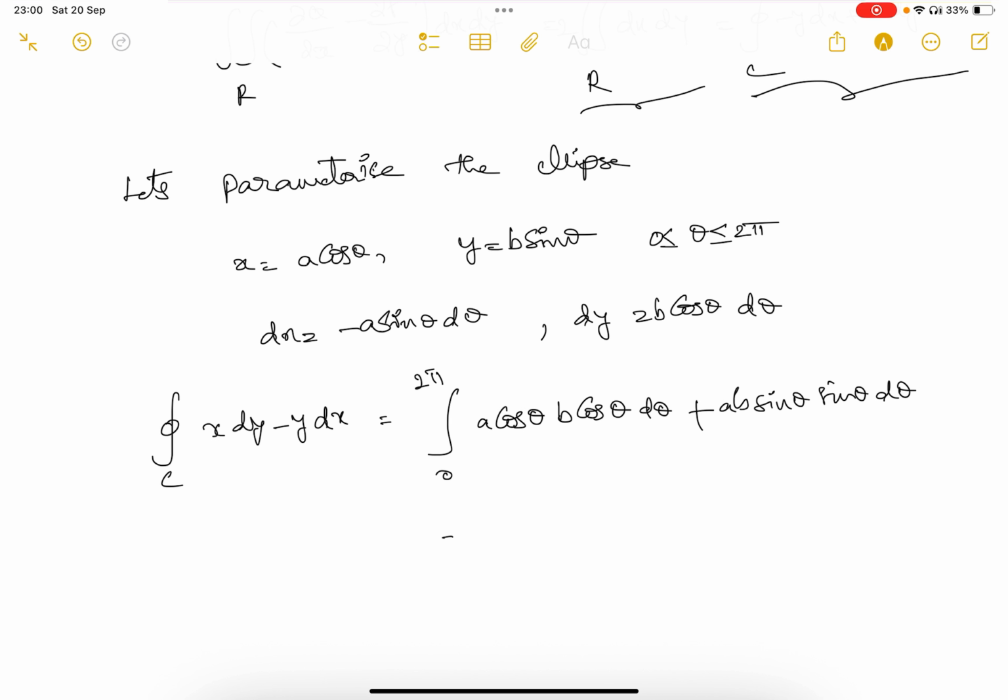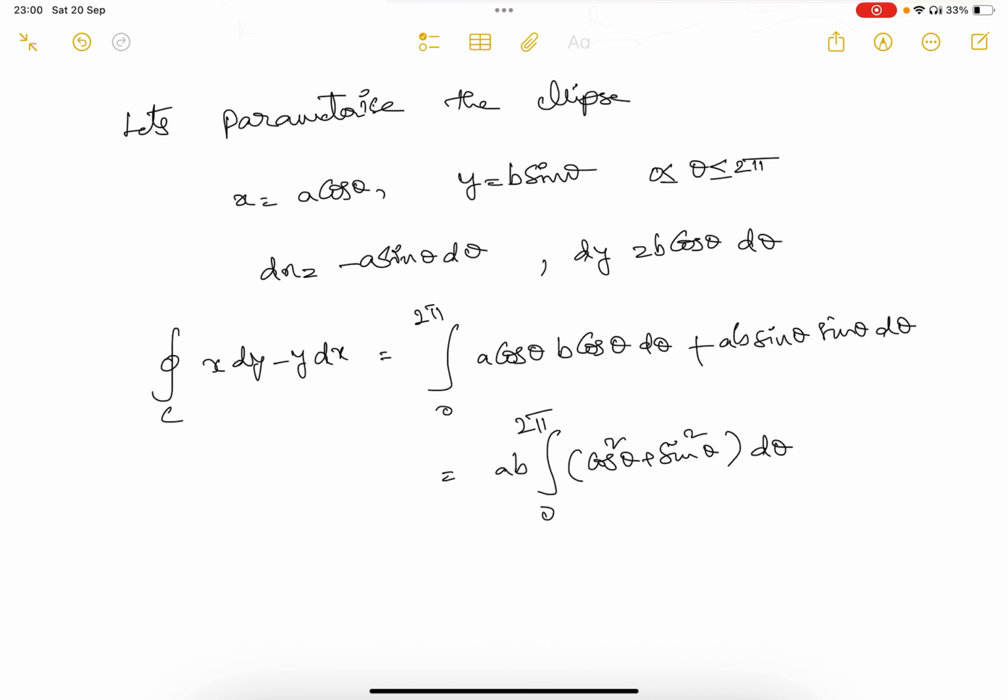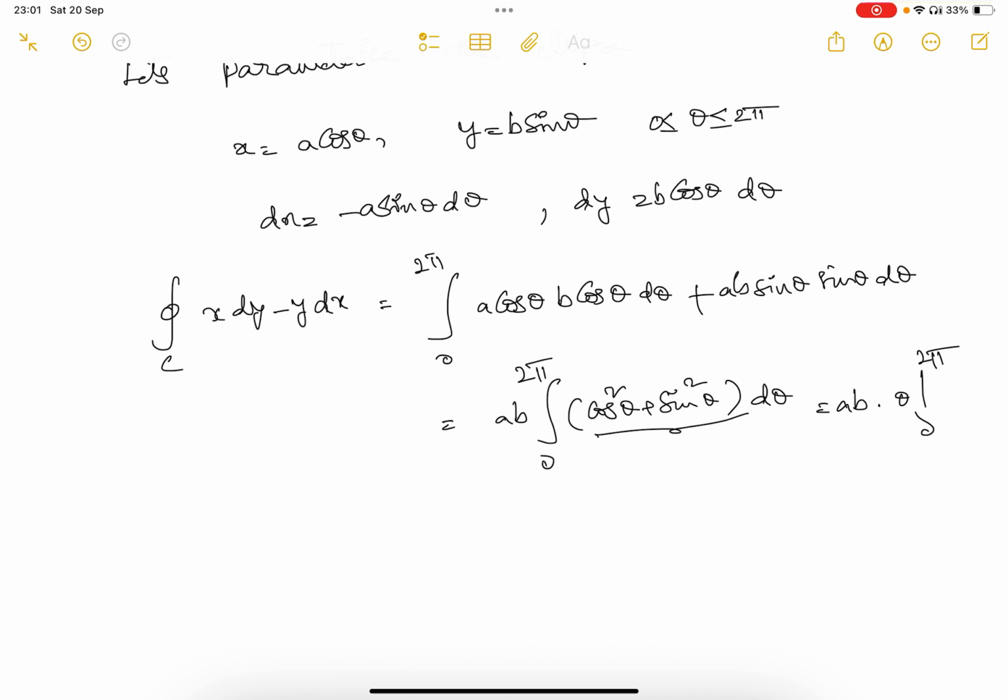So let's try to write it in this form here. You can bring this ab out, and this will be integral 0 to 2 pi of cos squared theta plus sin squared theta d theta, right? Then this is ab into this value gets 1, then this will be d theta. Theta ranges from 0 to 2 pi, then this value is 2 pi into ab. Fine.